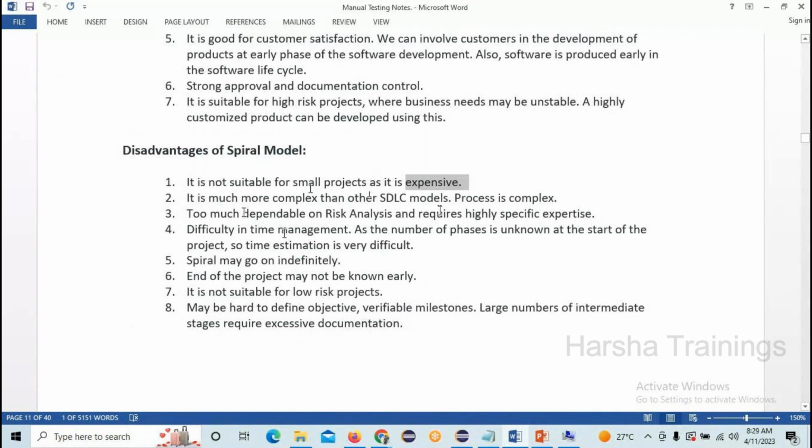Too much dependence on risk analysis, it requires highly specific expertise, and there is difficulty in time management. Spiral may go on indefinitely and the end of the project may not be known early. It is not suitable for low risk projects, it may be hard to define the objectives and verifiable designs, and there is a large number of intermediate stages. So these all are the disadvantages.